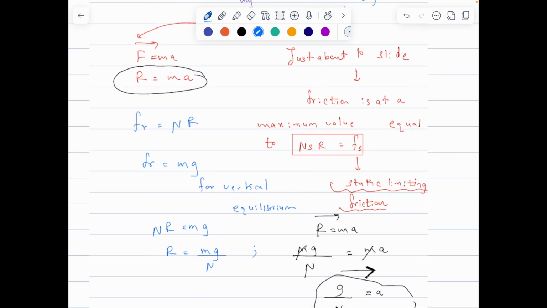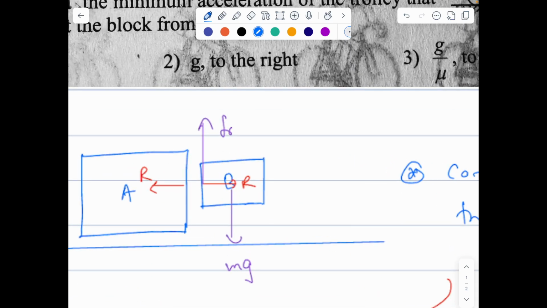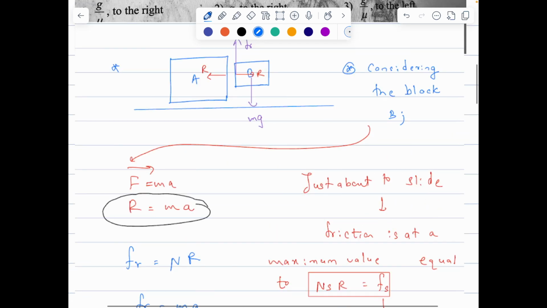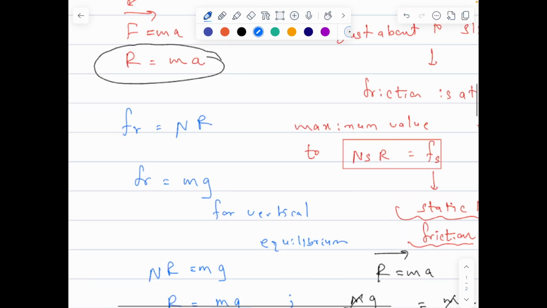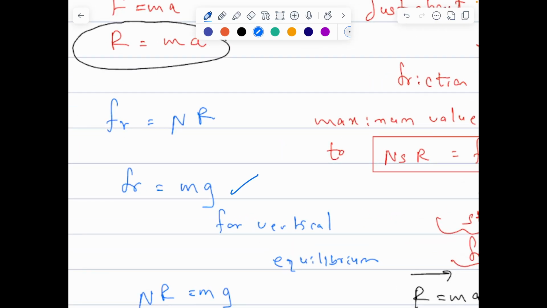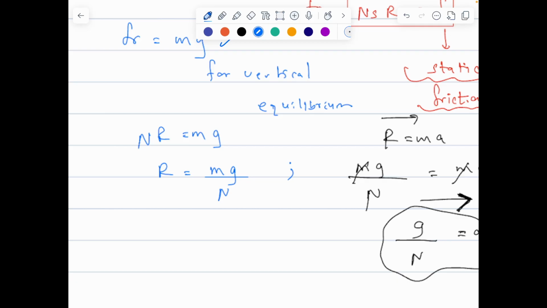Now the static limiting friction is equal to mu s R, and that friction occurs upwards, when the object is trying to fall down, opposing, right? So when this friction becomes equal to the weight, I can write an expression. Frictional force is equal to the weight of the object B. Fr is equal to mg, for vertical equilibrium. Then I can write, instead of the frictional force, mu R. So mu R is equal to mg. Then I can get an expression for the reaction as mg over mu, right?